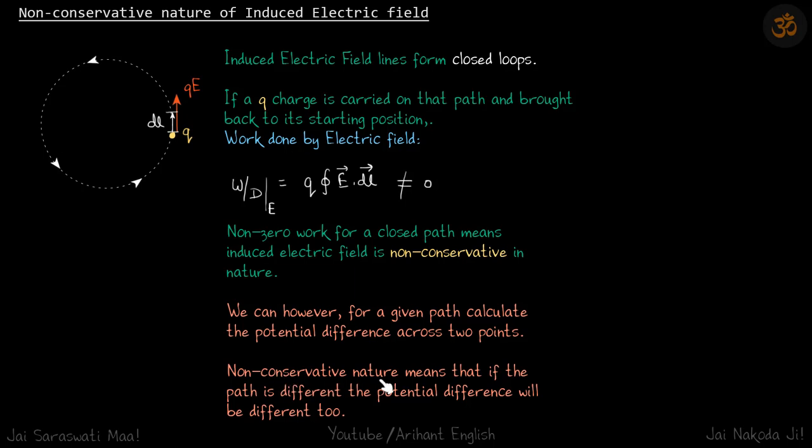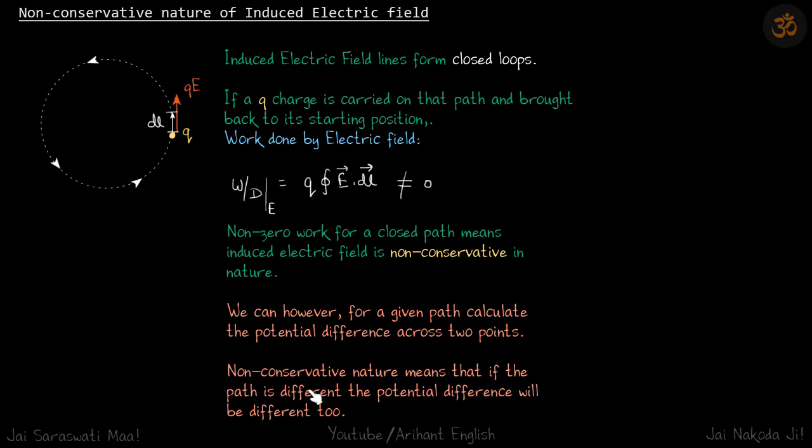So non-conservative nature means that if the path is different, the potential difference will be different too. So if we carry this charge along this circular path to, let's say, this point, and I take it from some other path to the same point, then work done in both the paths will be different, because it is a non-conservative field. But on any given path, I can calculate what will be the potential difference between the 2 points.